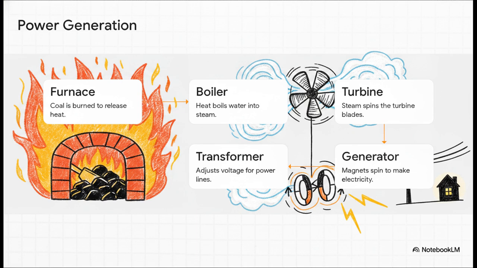Step 4. That spinning turbine is connected to a generator, where giant magnets rotate inside coils of wire, miraculously sparking electrical current to life. And finally, Step 5. A transformer adjusts the voltage so this immense power can safely travel across the power lines all the way to your home.